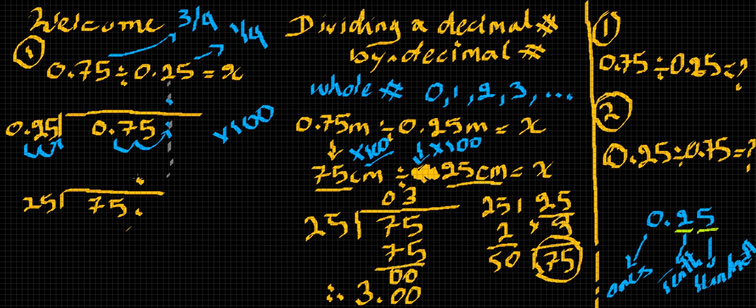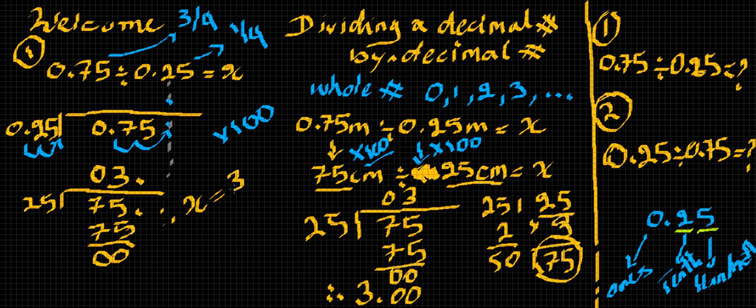Now, how many times does 25 go into 7? The answer is 0. How many times does 25 go into 75? Well, we already got it over on this side. We know it's 3, so we're going to put the 3 in, and the remainder would be 0 for this.